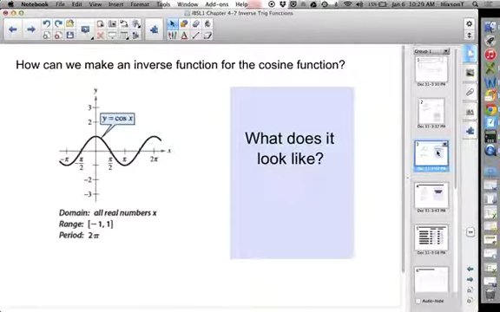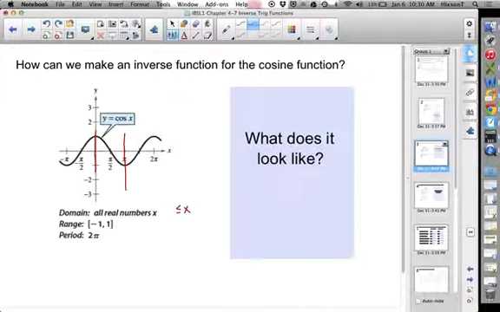How could we limit cosine so that it doesn't repeat, or so that it passes the horizontal line test? We can do this, not the same one. 0 to pi. Yeah. If we go from 0 to pi, it will pass the horizontal line test. Okay, so we're going to limit our domain so that x goes from 0 to pi.